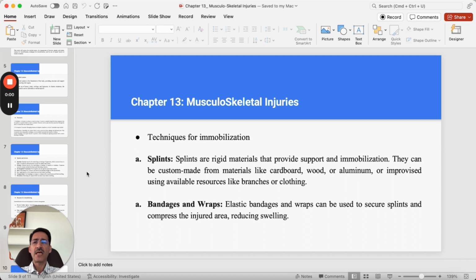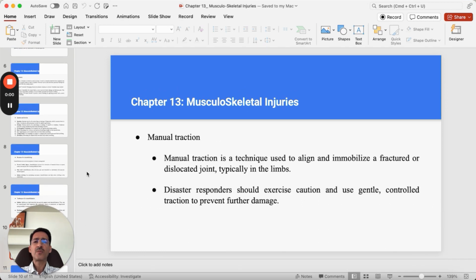The techniques for immobilization. Splints. Splints are rigid material that provide support and immobilization. They can be custom made from material like cardboard, wood, or aluminum, or improvised using available resources like branches or clothing. Bandages and wraps. Elastic bandages and wraps can be used to secure splints and compress the injured area, reducing swelling. Manual traction. Manual traction is a technique used to align and immobilize a fractured or dislocated joint, typically in the limbs. Disaster responders should exercise caution and use gentle, controlled traction to prevent further damage.